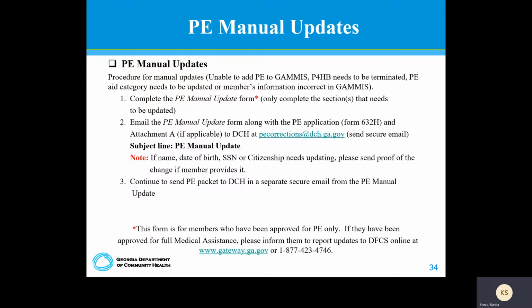If the name, date of birth, social security number, or citizenship needs to be updated in the system, that is verification that DCH needs in order to update it. So if they have that available and you're able to get a copy of that, please make sure you're sending a copy along with this form. If not, then we will reach out to the member to get that information. But if you have it, it would be highly recommendable that you send that along with this form.